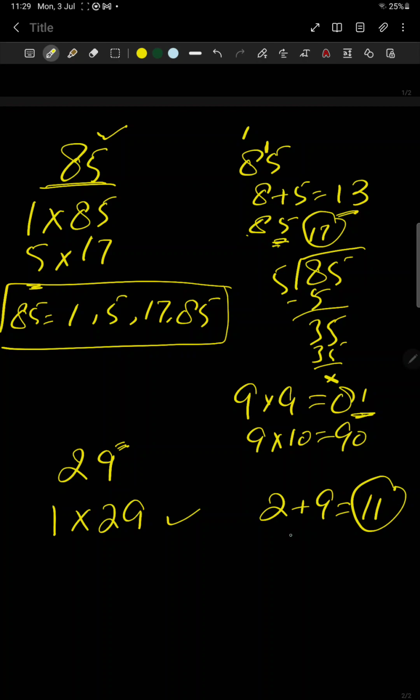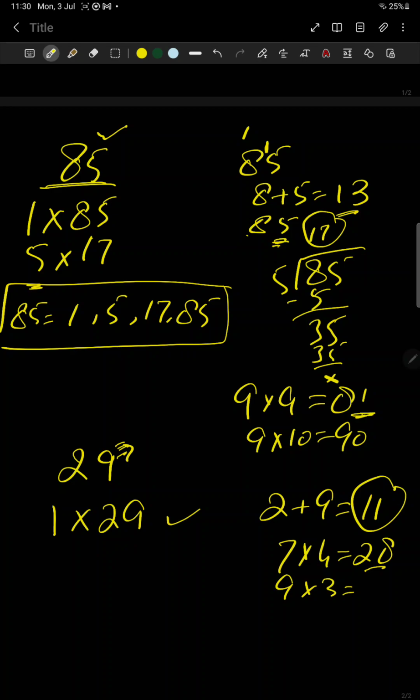Now we'll check 5. No, we will not check 5 because the last digit is 9, and the divisibility rule is that the digit at the unit place must be 0 or 5, so we will not check. 7, it is not coming because 7 fours are 28, so 29 cannot come in the table of 7. 8, we will not check. 9 threes are 27, so it cannot come in the table of 9 as well. And 10 we will not check because it is an even number.